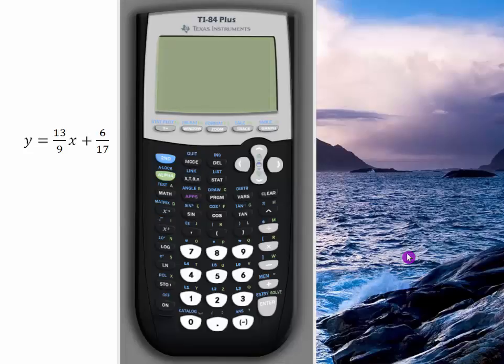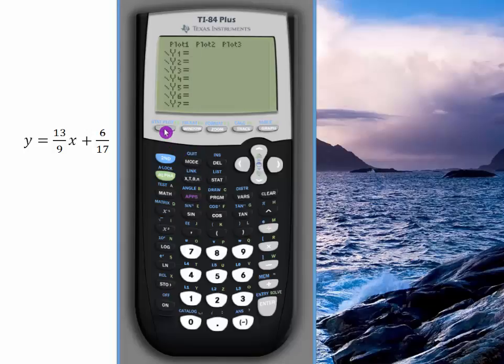Suppose for a moment that you're trying to graph a particularly nasty linear equation. The TI-84 can help you out with this a lot. Turn the calculator on and press the Y= button in the upper left. Now enter the equation as shown.